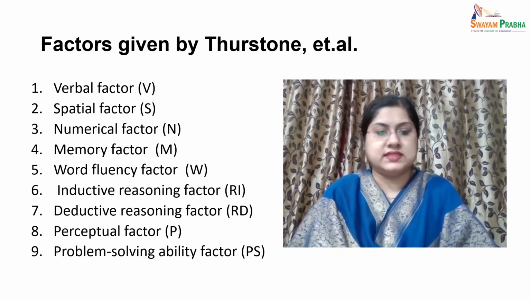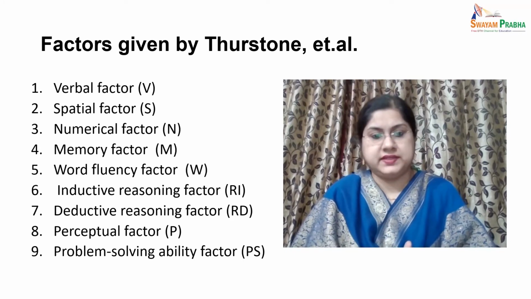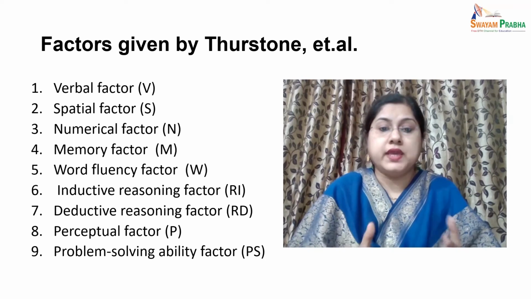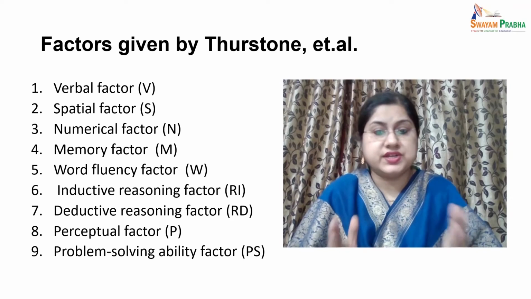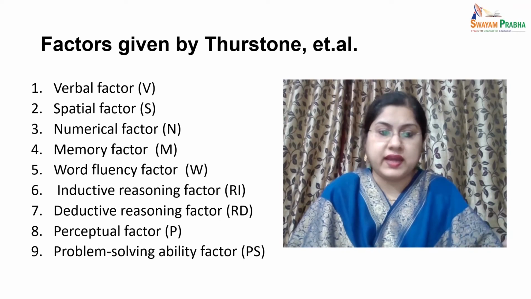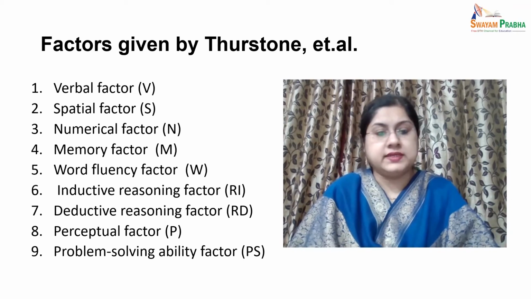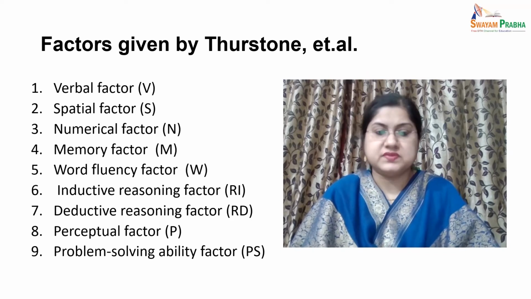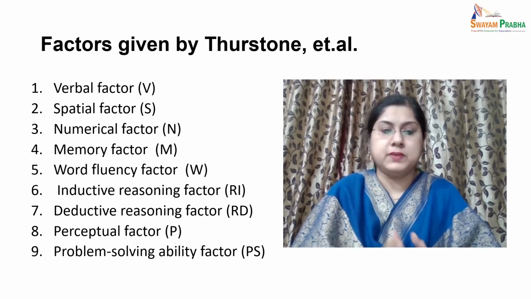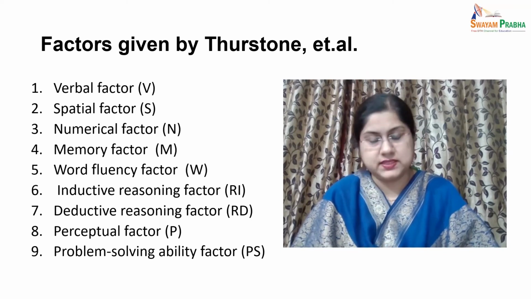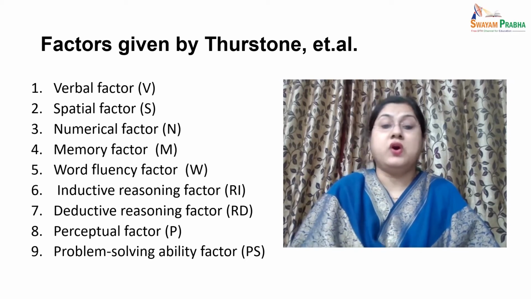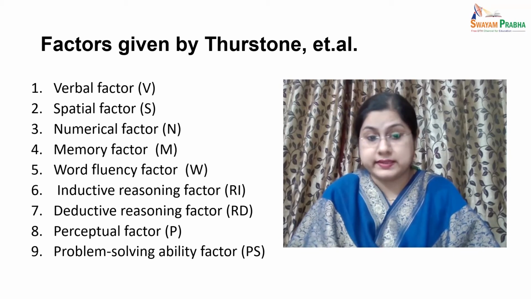Then the next factor is the deductive reasoning factor, or RD. This is the ability to make use of generalized results. Then the eighth factor is the perceptual factor, or P. This is the ability to perceive objects accurately. Then the ninth factor is the problem solving ability factor, or PS. This is the ability to solve problems independently.